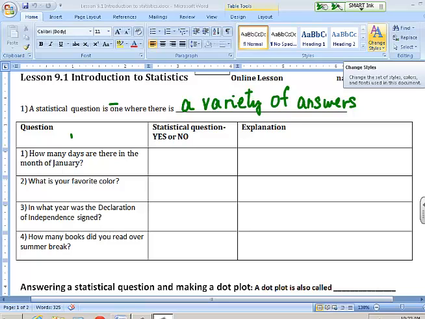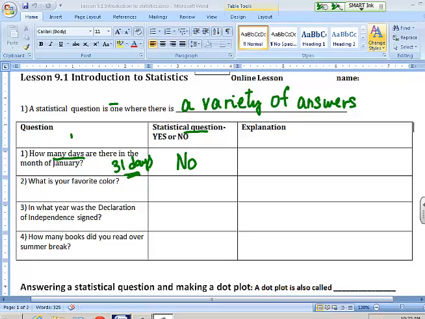The question here asks how many days are there in the month of January. Is this a statistical question? Let's look at the answer. How many days are there in the month of January? Good, 31 days. It doesn't matter who you ask this question to, your parents, your friends, someone on the street, they are all going to say 31 days. So, is there a variety of answers here? No. So, it is not a statistical question.